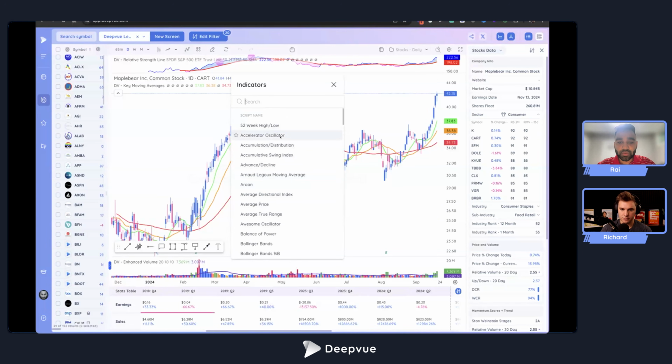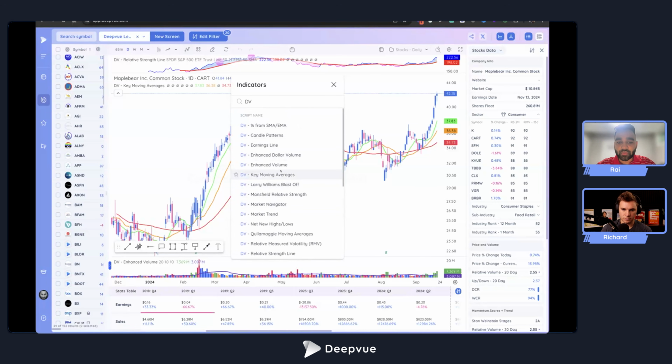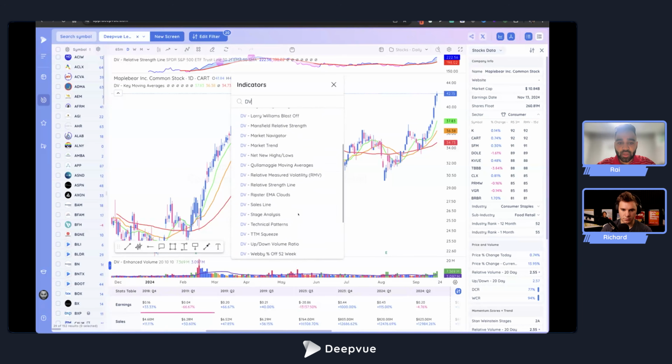Now, there's two types of indicators. There's built-in indicators within the library that you could use, and then there's the DV indicators, which we've created as well. So if I type in DV at the top of the search, all the ones that we've custom created that have been requested by users are all available here. I'll go over some of the basic ones first, and then we'll get right away into RMV and some of the latest ones that we've created.